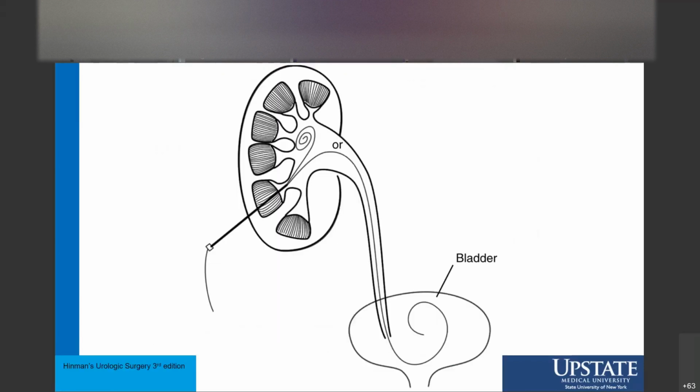So once we're in, we need to establish that we have a wire in the collecting system. When you do your access under ultrasound, it can be a little bit harder to get a wire down the ureter without switching to fluoroscopy. And also, you don't always have the ability to get a wire down the ureter, especially if there's a large obstructing UPJ stone or something like that, maybe a staghorn stone.